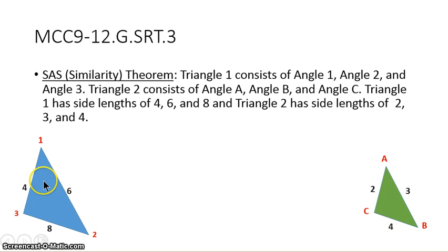Now, in this case, in triangle 1, the included angle would be 3, and in triangle 2, the included angle would be C. Now, are the sides proportional to each other? 2 divided by 4 is 0.5, 4 divided by 8 is 0.5 as well. So yes, they are proportional to each other. And are the corresponding angles equal to each other? Yes, in fact they are. Because we can actually use the SSS theorem to prove that.